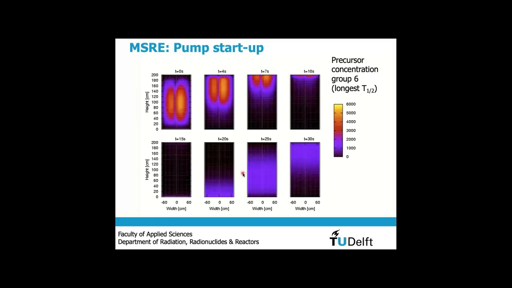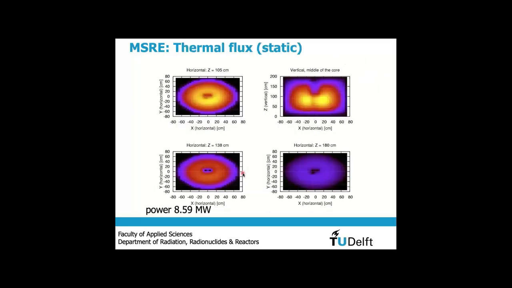So this is a supporting graph of what I just explained, why you see this oscillatory behavior. So that's one thing that you can do with this kind of code. Here's some static pictures for the MSRE. Top view and a side view, maybe not so noteworthy. You see the control rod effect, of course, on the center.